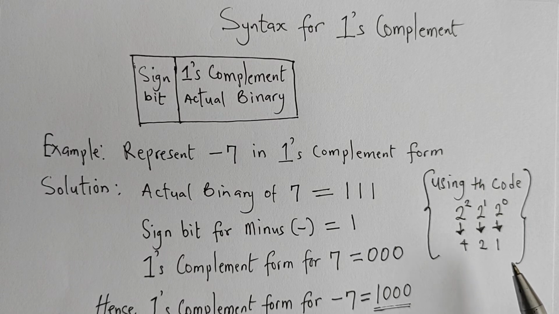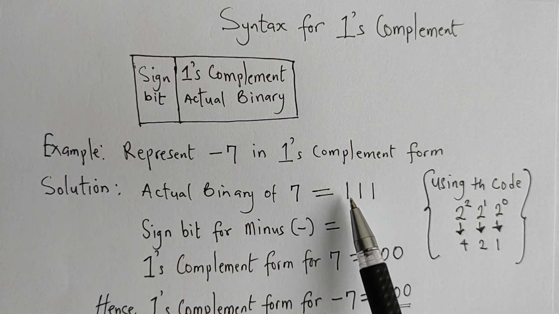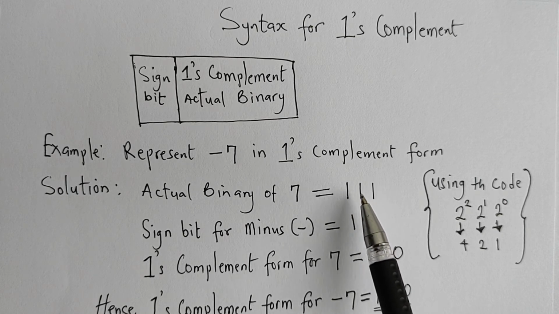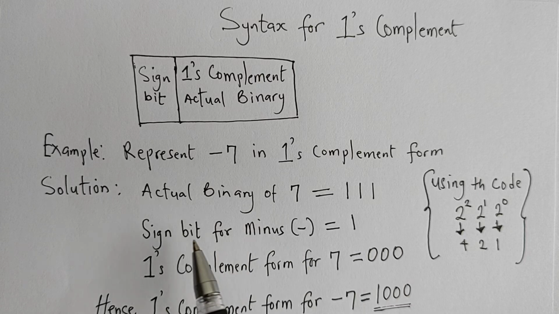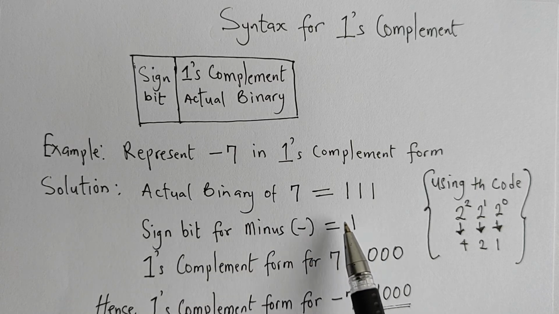3 bits. Now representing that, for 7, it means the first one has to be present, which is 4. The second has to be present, which is 2. The third has to be present, which is 1. If you sum everything up together, you're going to get 7. Now remember, the sign bit for minus is 1. So we have the sign bit for minus, which is equal to 1.